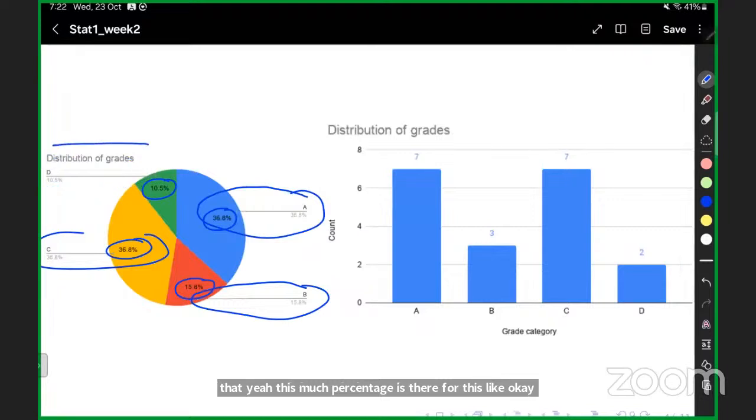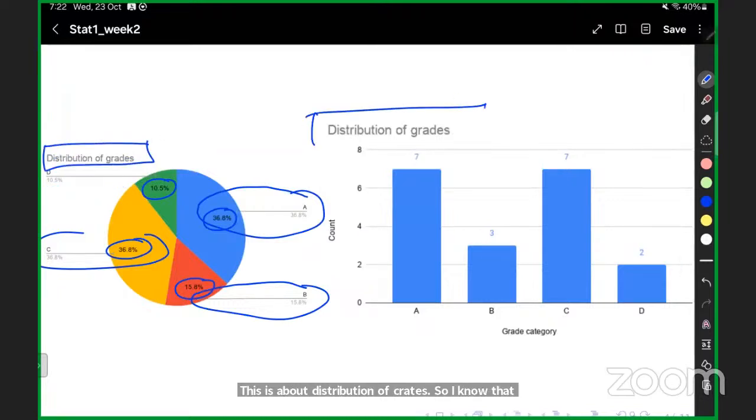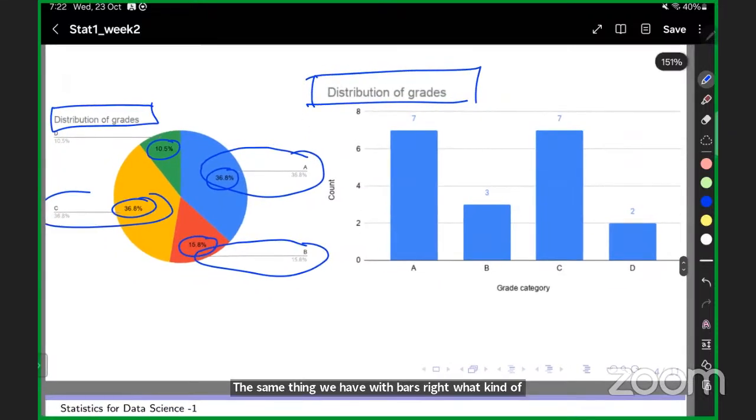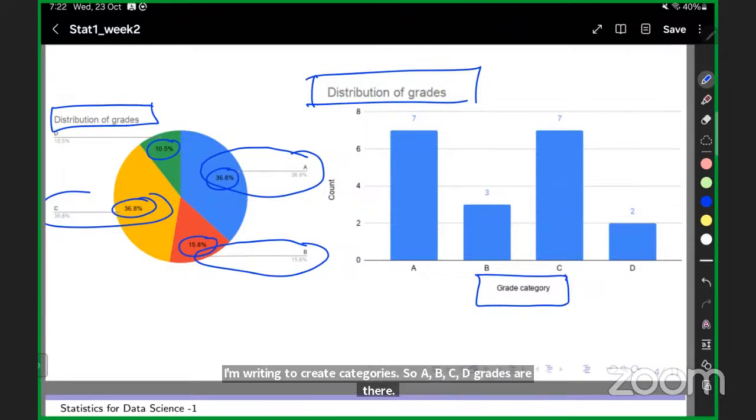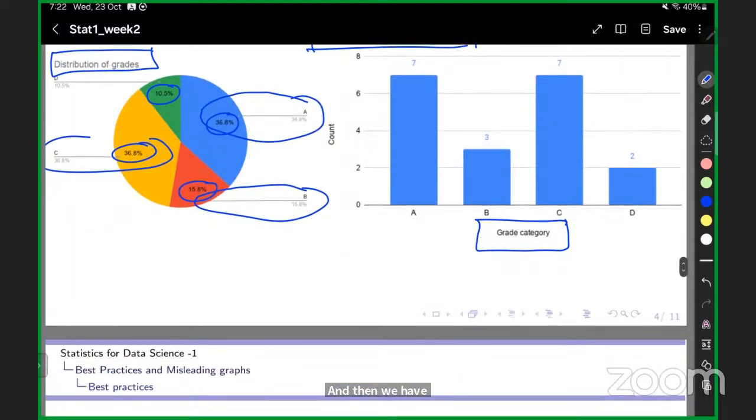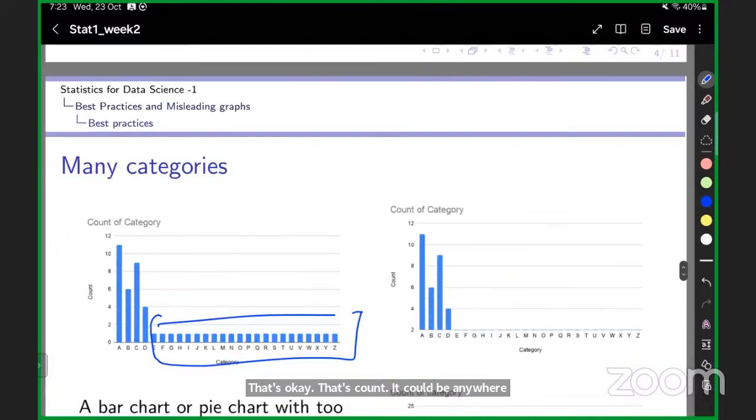So I know what kind of pie it is. The same thing we have with bars: what kind of distribution of grades I am having. You can see the heighted bars, and then I'm writing grade category: A, B, C, D grades, and then count. This is a good, well-labeled chart.